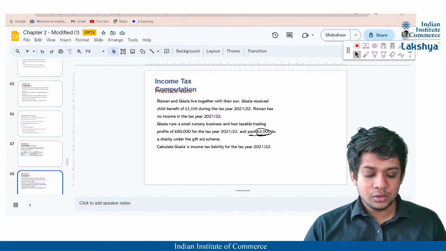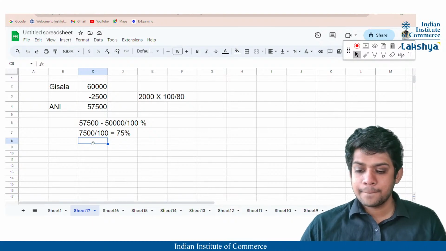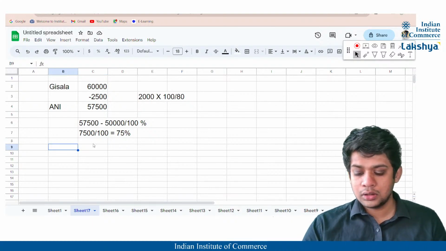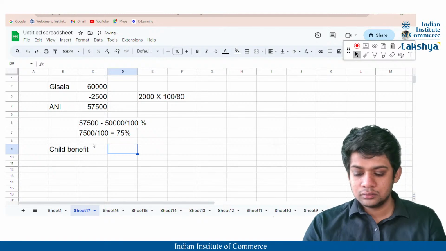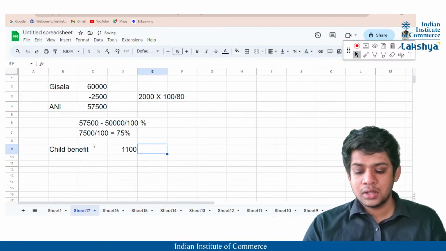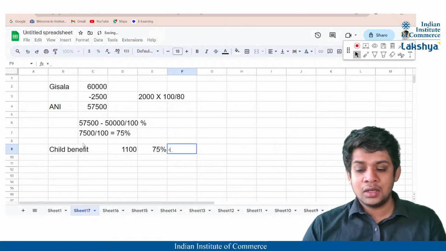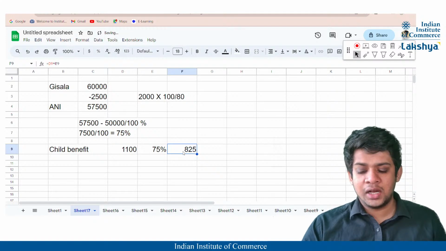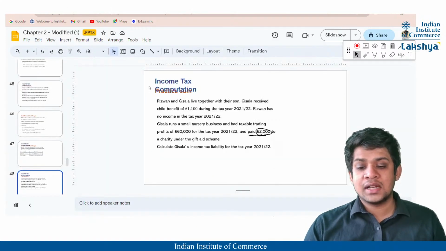Okay, guys. So here our child benefit is 1100, and from that she has to repay 75%, which will be included in the tax liability directly, and that is going to be 825. Now let us compute the tax liability.